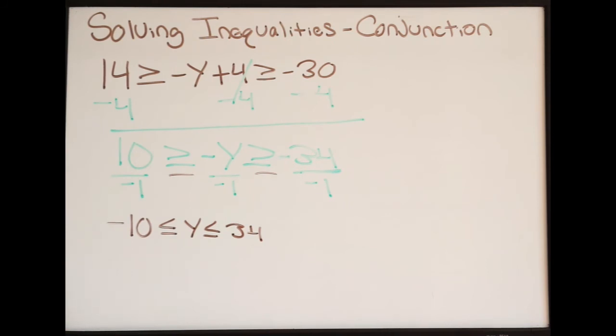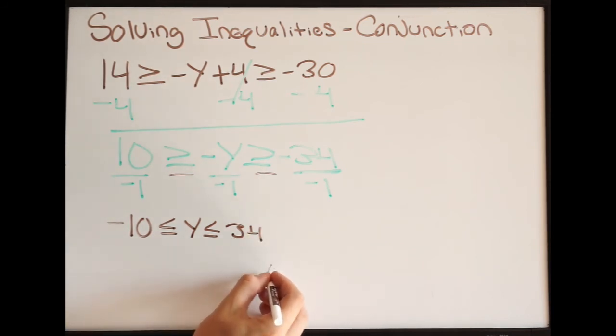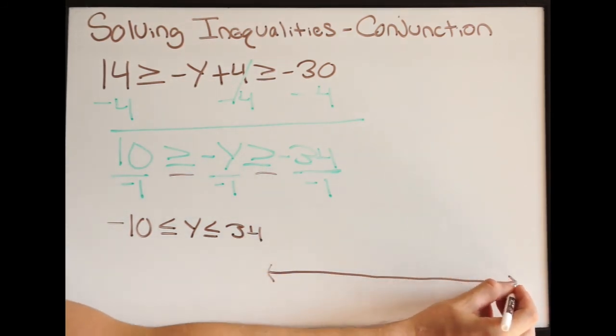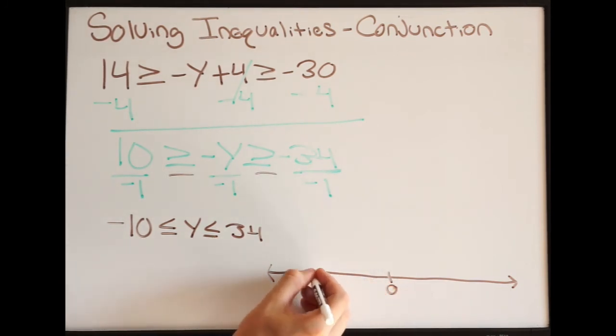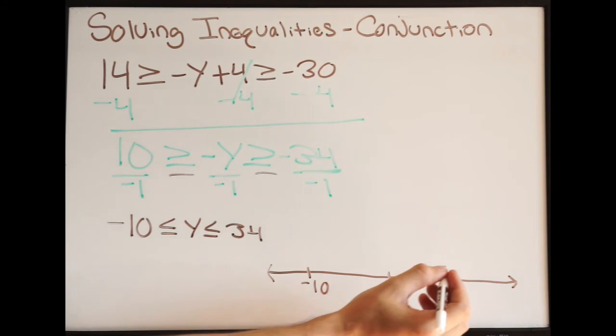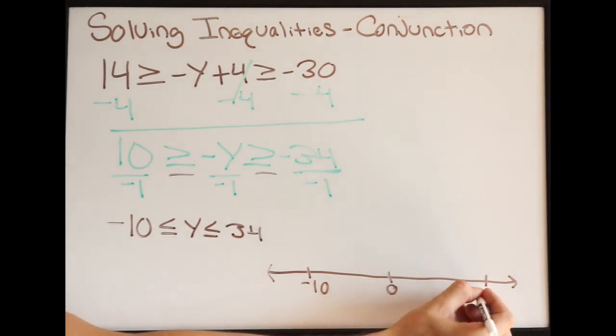Okay, so in this case, y has to be greater than or equal to negative 10, and it also has to be less than or equal to 34. Now we can go ahead and graph this on a number line. Okay, so again, it doesn't have to be perfect. We'll just say that this is 0, this is negative 10, and here we have positive 34.